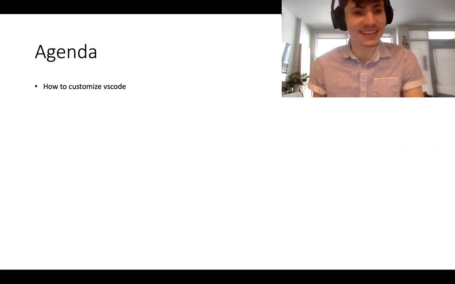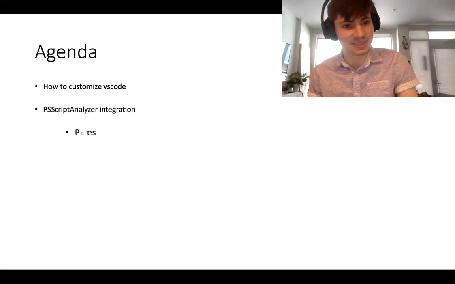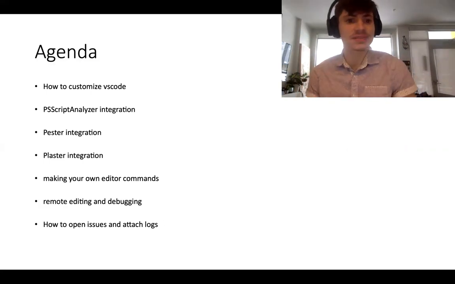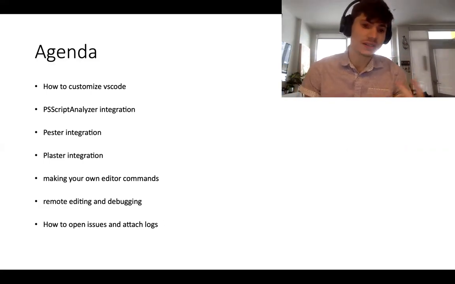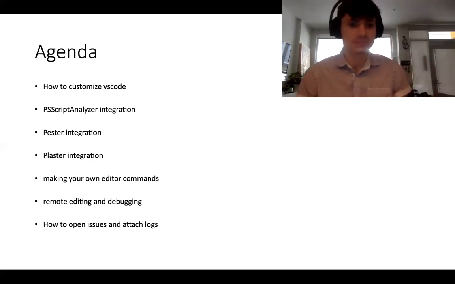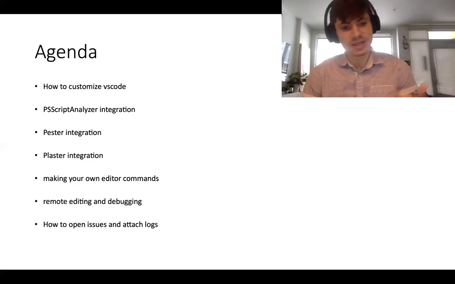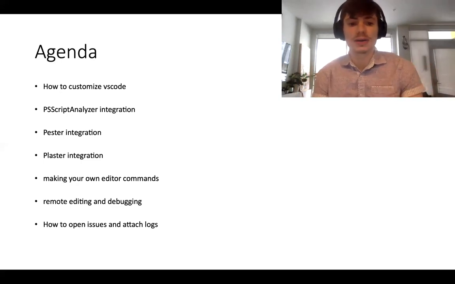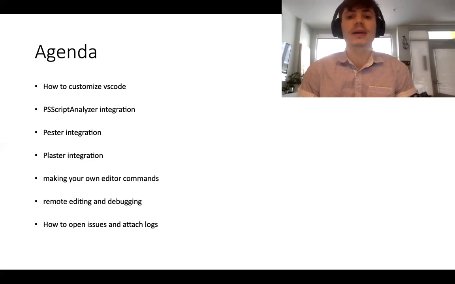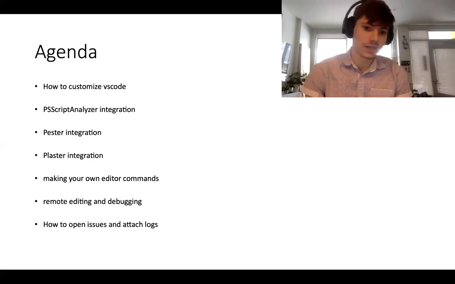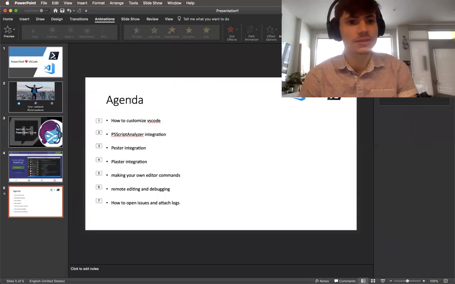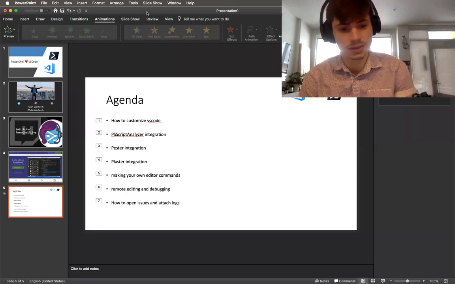All right, so we've got a bunch of things. I should have just clicked through all of these. We've got how to customize VS Code, script analyzer, Pester and Plaster integrations, making your own editor commands, and we'll go into what that is in a second, remote editing and debugging, and also how to open issues and how to give us feedback so that we can fix any issues that you do have. All right, those are all my slides. Now it's time to get into the fun stuff.